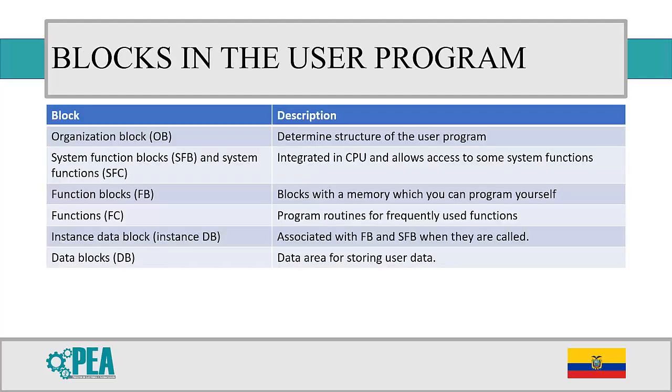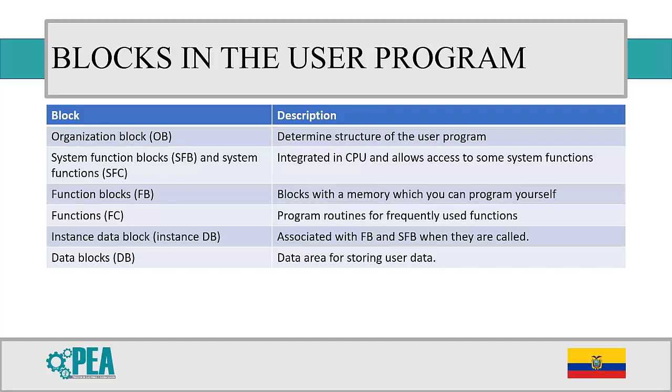Now I'm going to speak about the different blocks that you can find in the user program. This can be an organization block, which determines the structure of the program. We will see this later in a diagram in which it will be more clear. Also, you have the system function blocks, SFBs, and the system functions, which are SFCs. These are integrated CPU programs that allow you to access some functions that are already done by the manufacturer. In the case of the PLCs from Siemens, which I am not an expert on, but I know a bit.